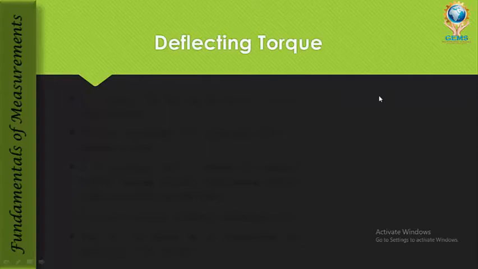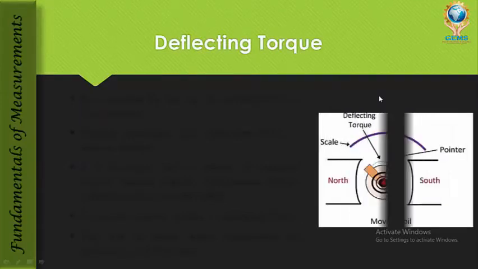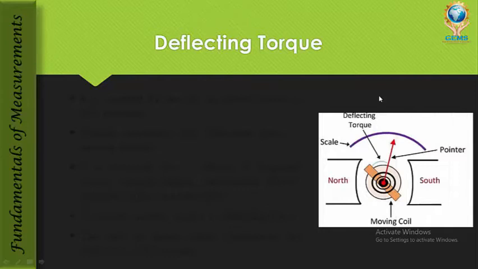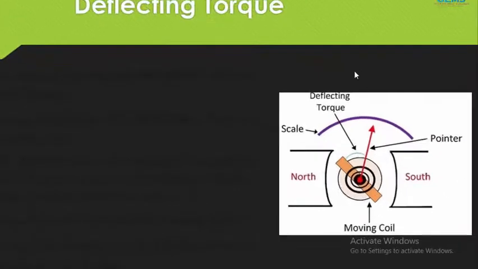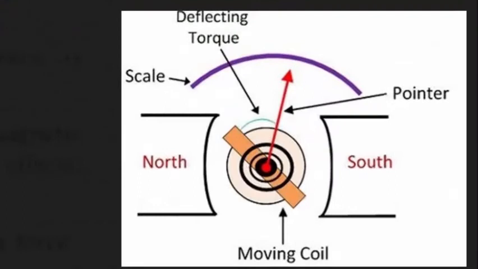If the pointer moves from one deflection to another, it is because of torque. So what are the different types of torque? The first torque we are going to see is deflecting torque. So what is a deflecting torque? It is an operating torque. It is also called an operating torque because it helps in deflection.